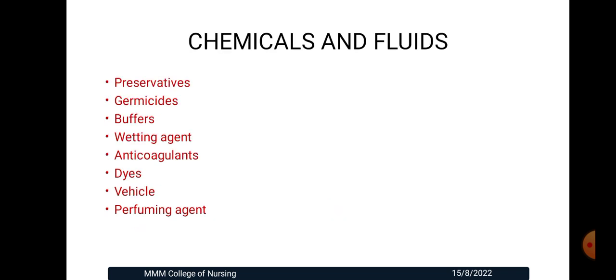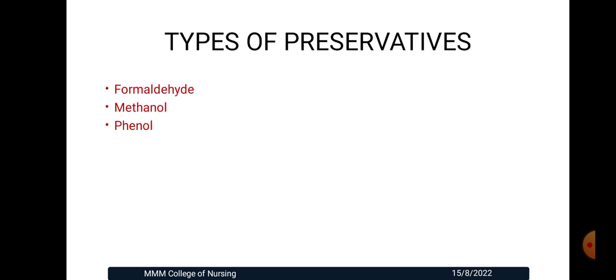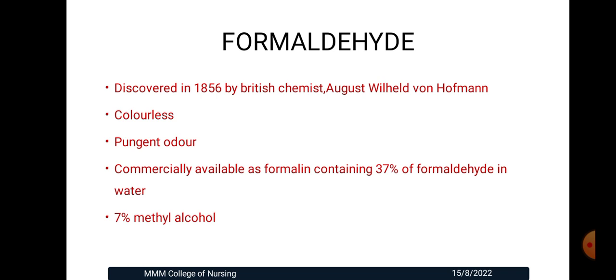Coming to the chemicals and fluids: preservatives, germicides, buffers, wetting agent, anticoagulant, dyes, vehicle and perfuming agent. Types of preservatives: formaldehyde, methanol, phenol. Formaldehyde was discovered in 1856 by the British chemist August Wilhelm von Hofmann. It is colorless with a pungent odor, commercially available as formalin containing 37% formaldehyde in water, with 7% methyl alcohol.